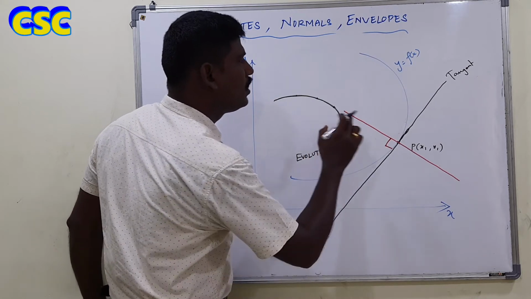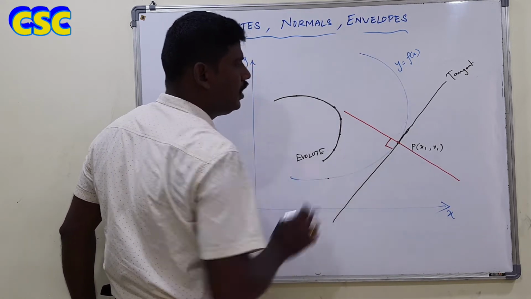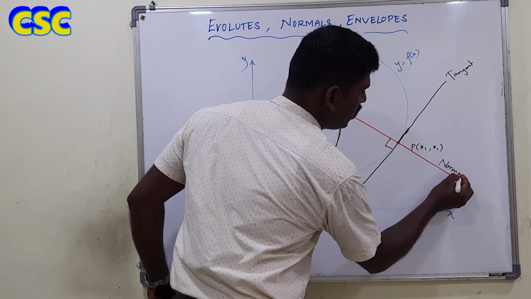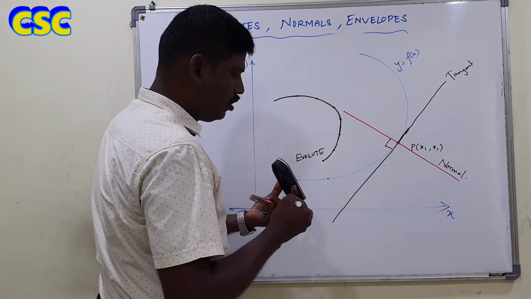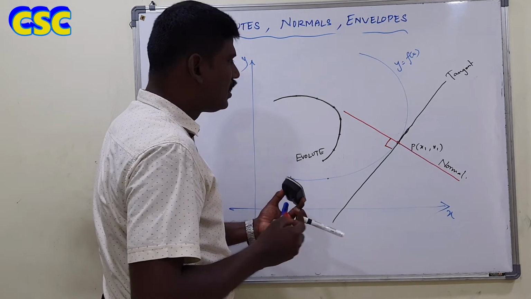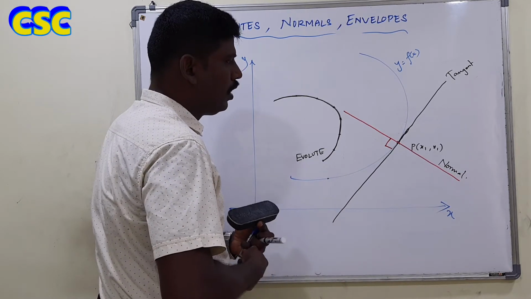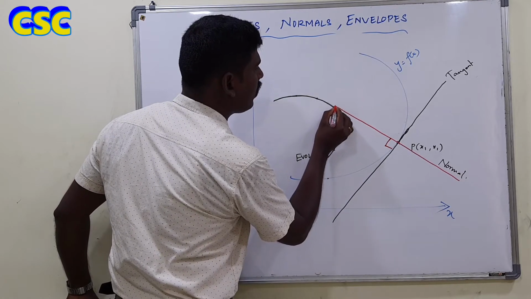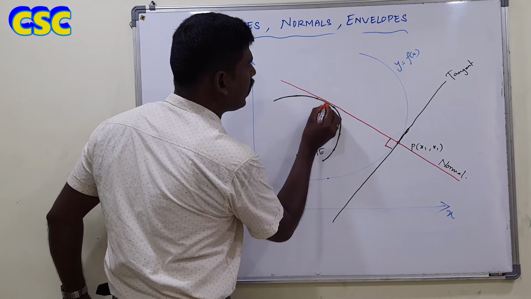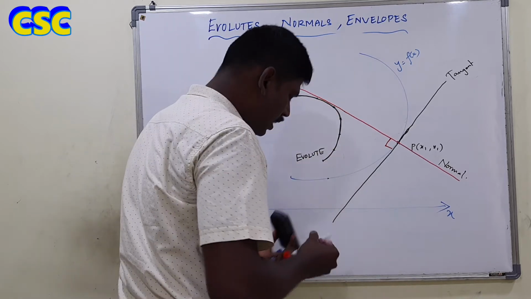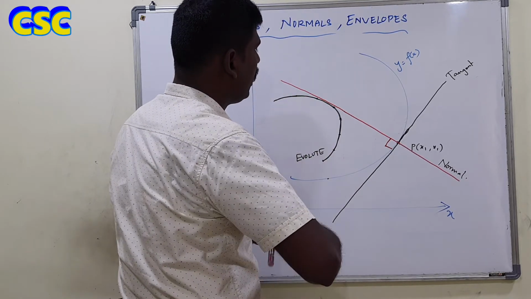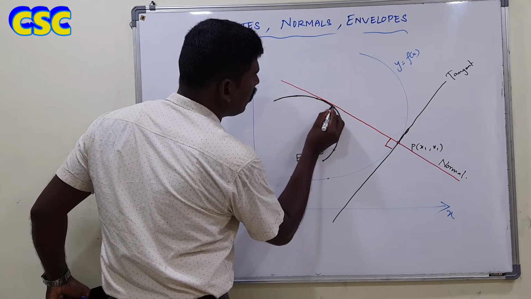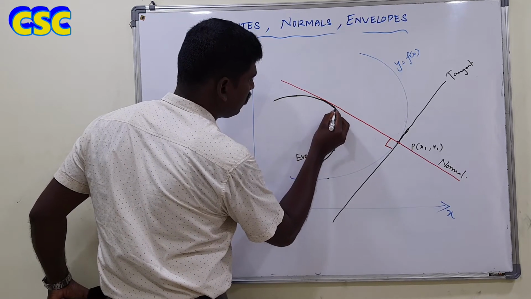What is the relationship connecting this evolute and the normal? This is called the normal. In general, this is a normal, a straight line. Look at this diagram. Normal is a straight line that touches the evolute at exactly one point.